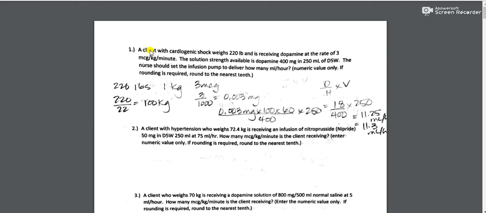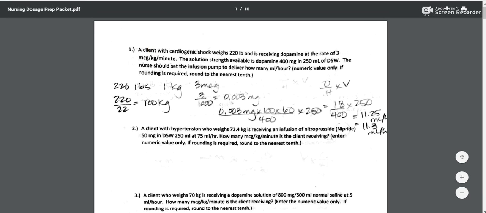Question number 1. A client with cardiogenic shock weighs 220 pounds and is receiving dopamine at a rate of 3 micrograms per kilogram per minute. The solution strength available is dopamine 400 milligrams in 250 milliliters of D5W. The nurse should set the infusion pump to deliver how many milliliters per hour?